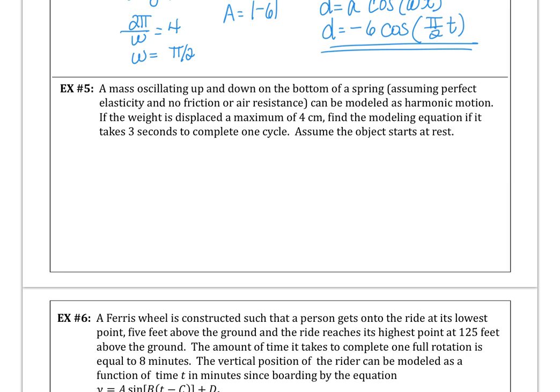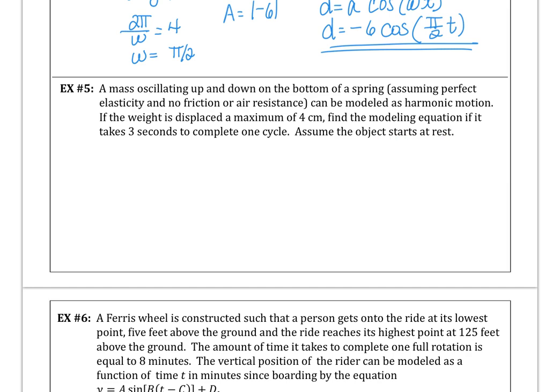Okay, example 5. We have a mass oscillating up and down on the bottom of a spring, assuming perfect elasticity and no friction or air resistance, and it can be modeled as harmonic motion. If the weight is displaced a maximum of 4 centimeters, find the modeling equation if it takes 3 seconds to complete one cycle. Assume the object starts at rest.